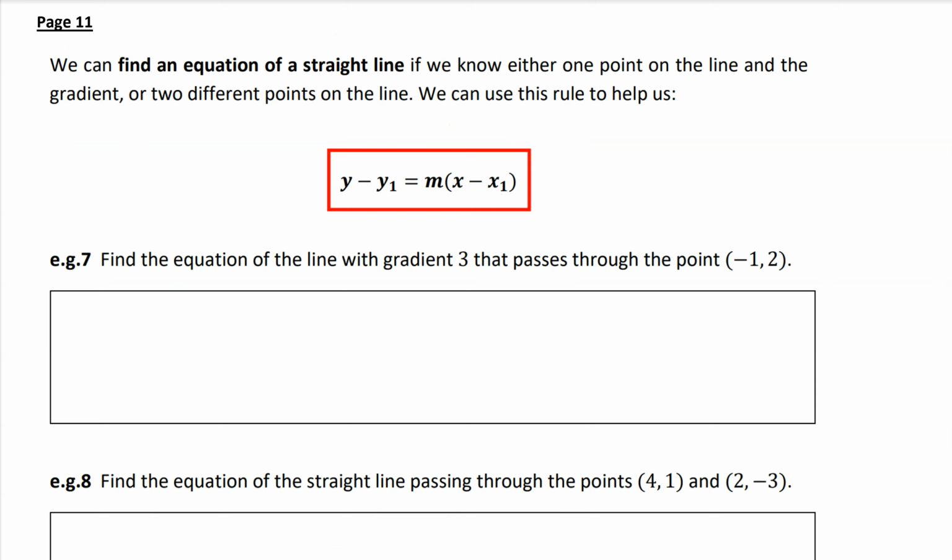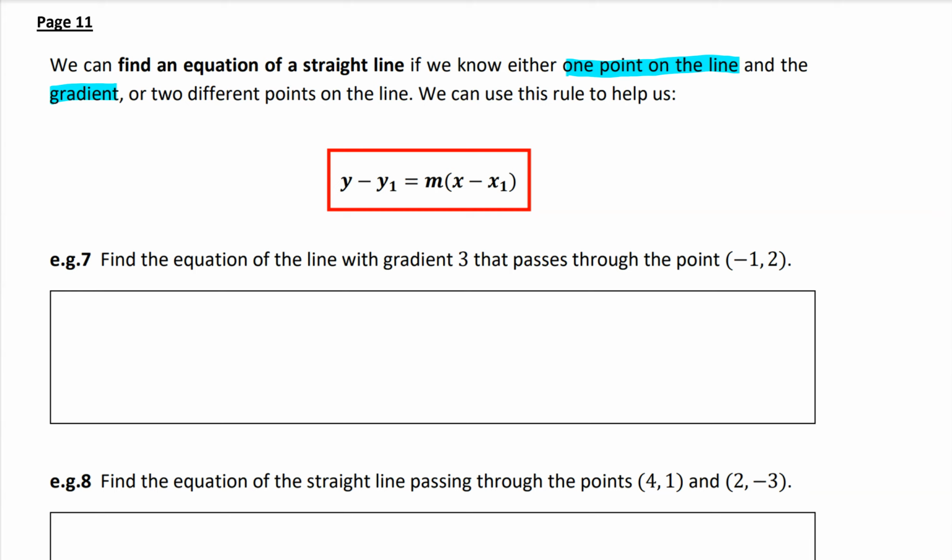In this final part, we're actually going to find the equation of a straight line. Now, to do this, there's two key pieces of information we need to know. We need to make sure that we know at least one point on the line, and we also need to know the gradient. Sometimes you might just know 2 points and no gradient, but you can find the gradient from those 2 points, as we saw earlier.